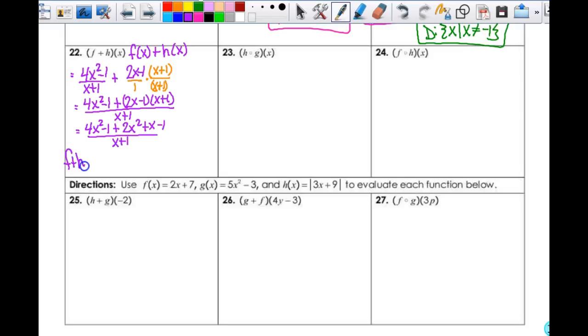F plus h of x in the end then is going to be equal to 6x squared plus x minus 2 all over x plus 1. And then my domain is going to be the set of all x's such that x cannot equal negative 1.